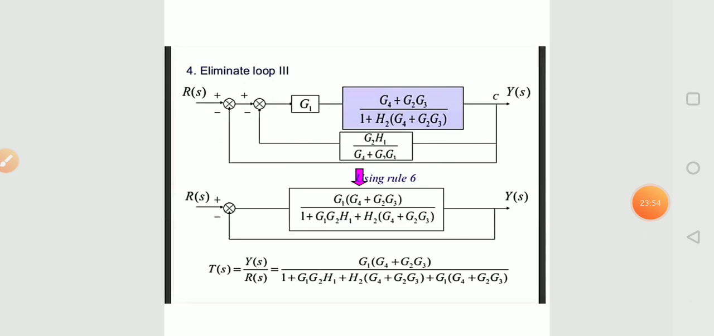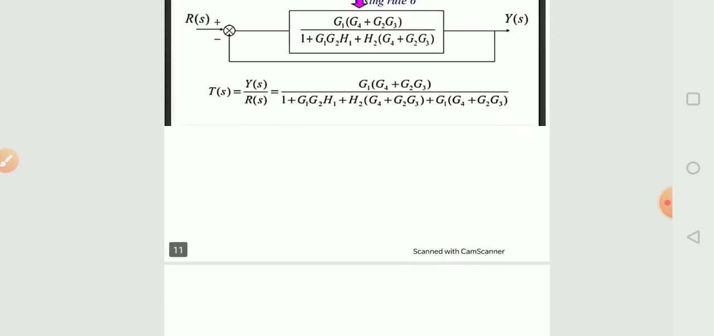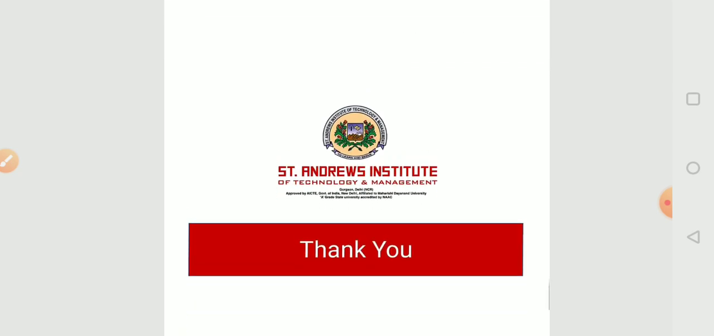So by all the reduction techniques, we can reduce this complex block into an easy block and we can find the transfer function easily. It means the ratio of output to input. Thank you.